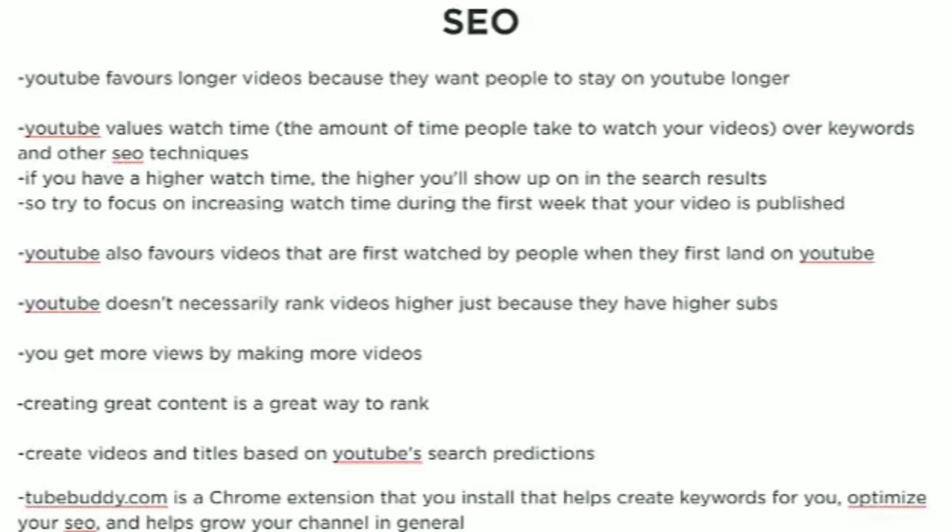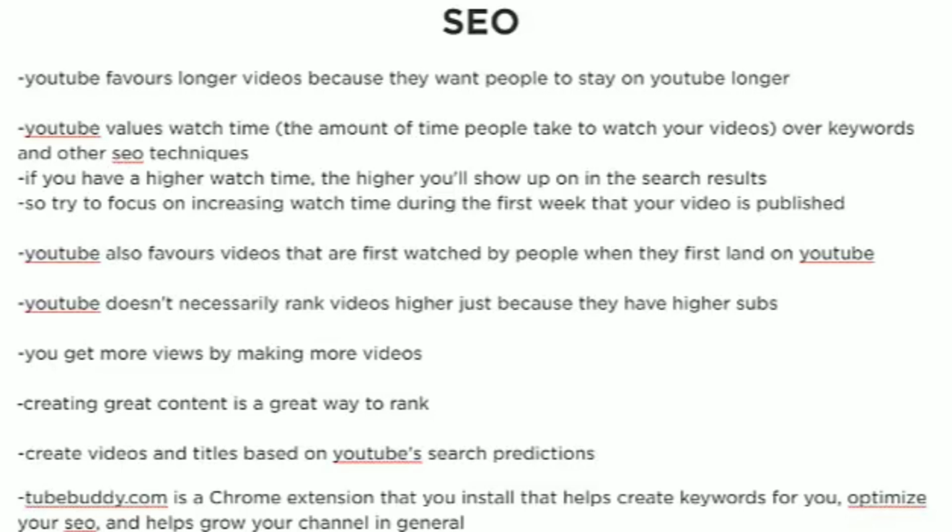There's also a misconception out there that YouTube ranks videos based on who has the highest amount of subscribers, and that's not true. Another thing is, you'll get more views simply by making more videos, and the greater the content, the better, because with great content comes more watch time, more likes, and all the things that will be seen as favorable by YouTube's algorithm.